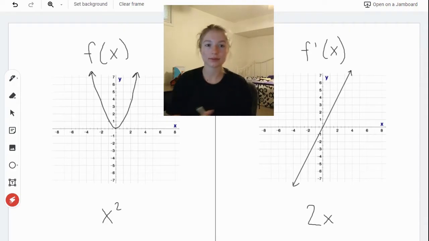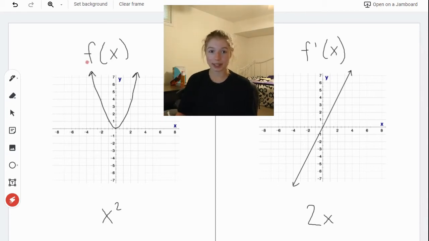Today I'm going to tell you about the power rule. The power rule is a tool used in calculus that allows you to find the derivative of a function. Today I'm going to show you what that means and how you can do it. So to start, let's try and figure out what the derivative of a function is.